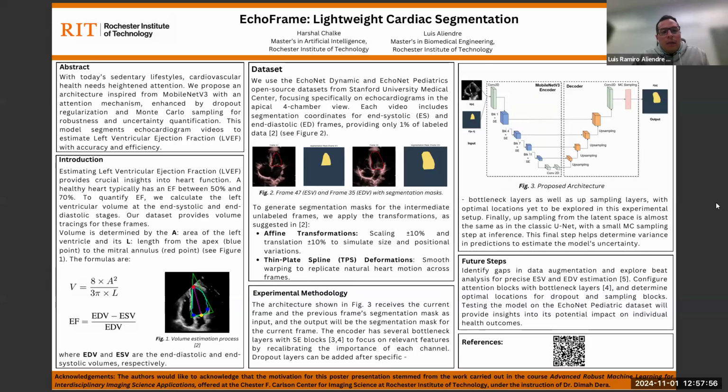With today's sedentary lifestyle, cardiovascular health needs heightened attention, and that's why we are proposing an architecture inspired from MobileNet V3 with an attention mechanism. We would also like to enhance this model by adding dropout regularization and Monte Carlo sampling for robustness and uncertainty quantification. What we are trying to do is first segment echocardiogram videos and then estimate the left ventricle ejection fraction, which is a really crucial parameter for evaluating heart health.